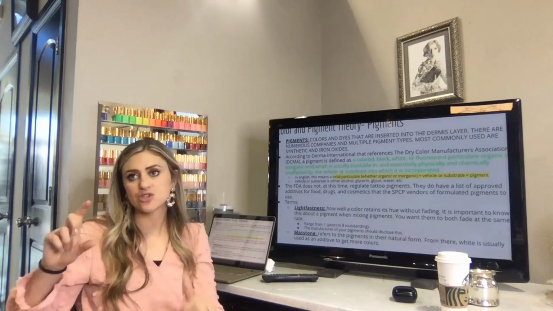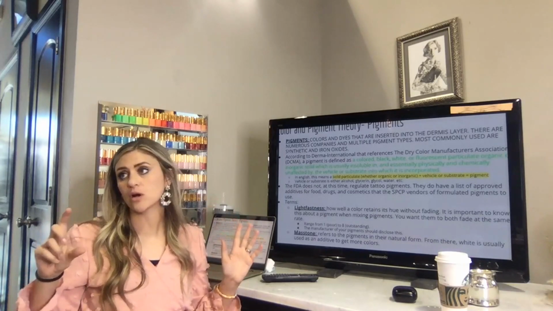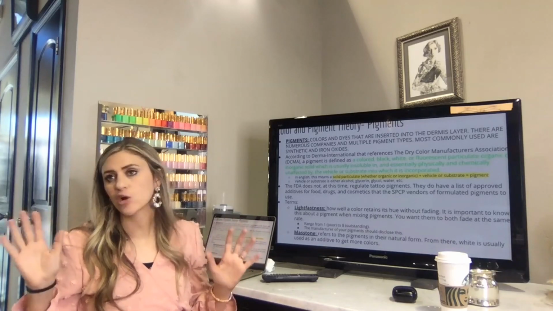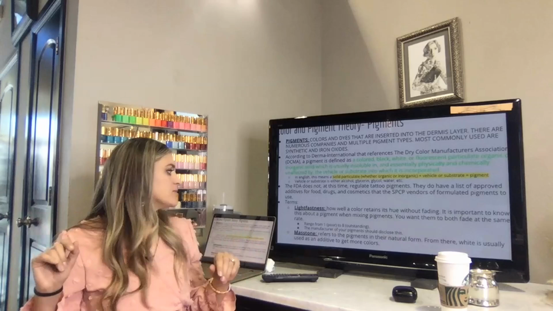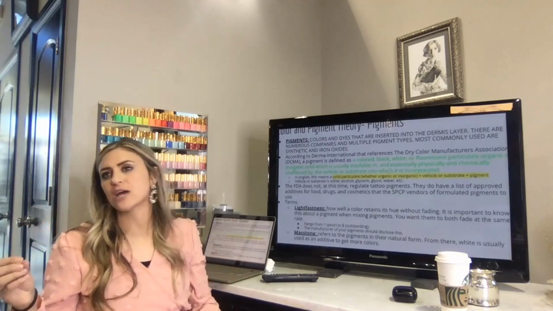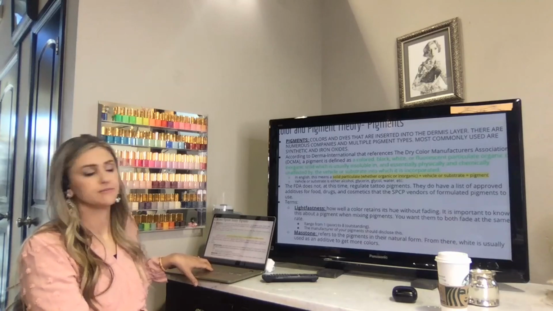But the mass tone is directly related to light fastness. So if it's in its truest form, it's most likely going to have the best light fastness as well. Not always the case, but sometimes. So mass tone is usually how close it is to its most naturally occurring color. But definitely know the difference between those two for your test.